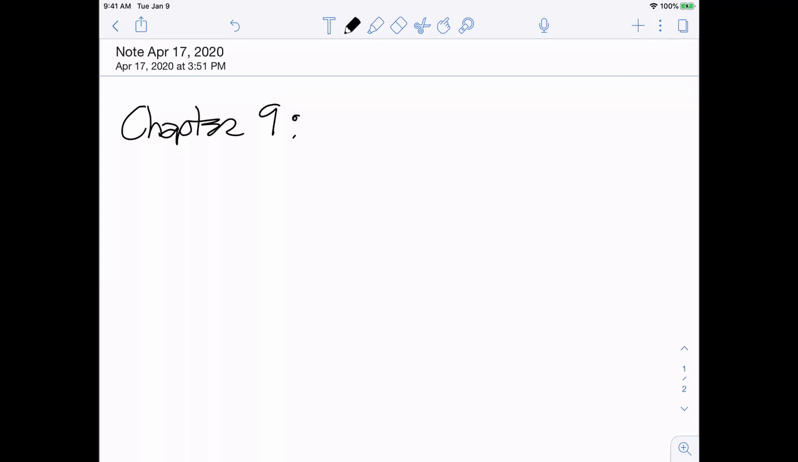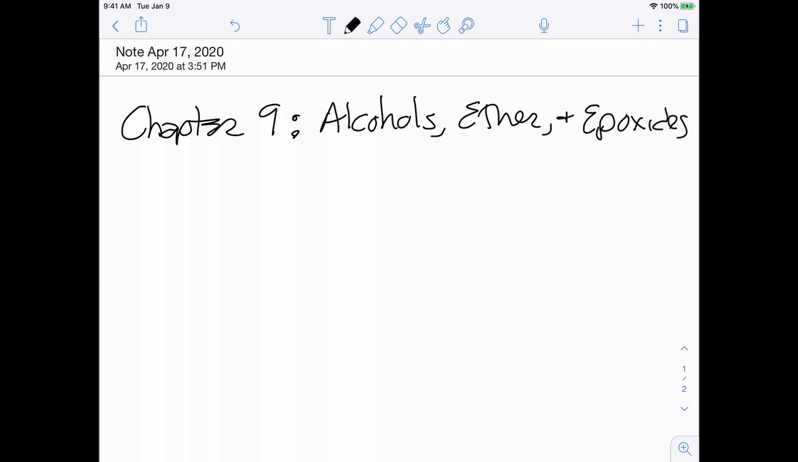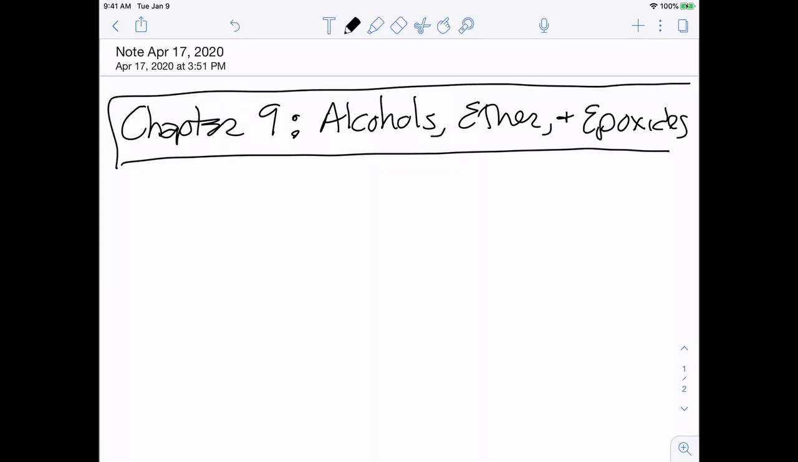So Chapter 9: alcohols, ethers. And then it says related compounds. I'm going to add epoxides. We are going to do some reactions of epoxides. And then two others that I'll mention here just in the beginning. So what these ones have in common are sigma bonds to an oxygen.